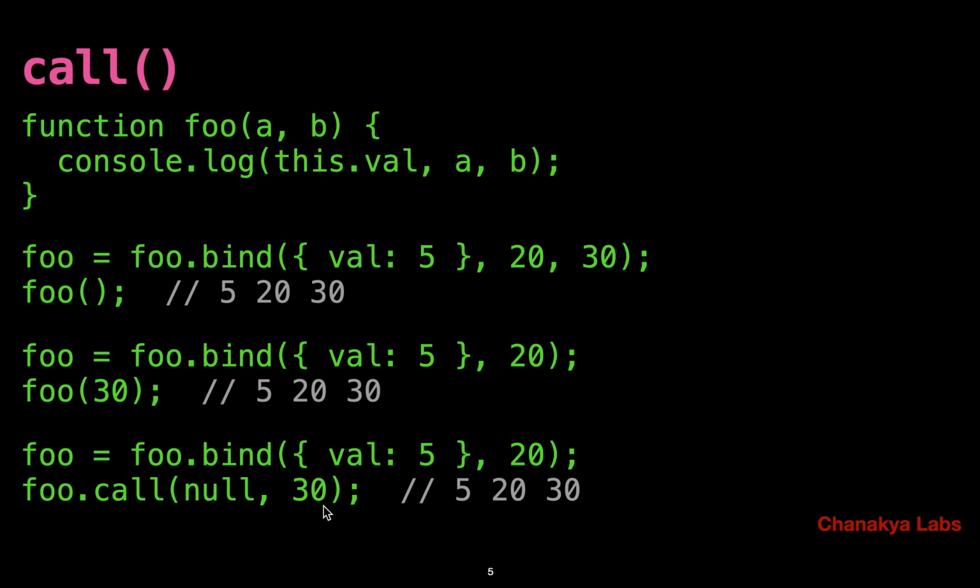Now if you do something like this, then foo already has a bound argument 20. So if you are calling like this, even using call, the behavior will be similar to here. So this 30 is going to be actually the second argument. This is going to be b, because a is already bound to 20. And here also you will see that you get 5, 20, 30 printed on the console.